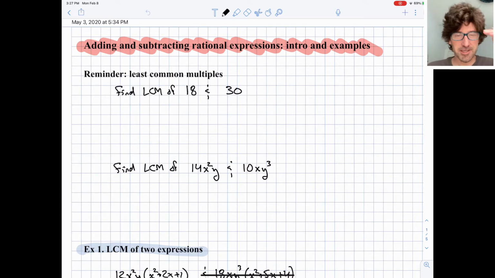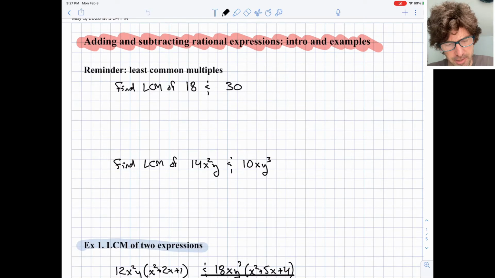Let's think about the least common multiple of 10 and 6. 10 times 6 is 60, so 60 is a multiple of 10 and 6. But there's a smaller number, 30, which would be the least common multiple of 10 and 6. And the strategy that I use to find these LCMs, as I call them, is to do some prime factorization first. So let's turn 18 into its prime factorization.